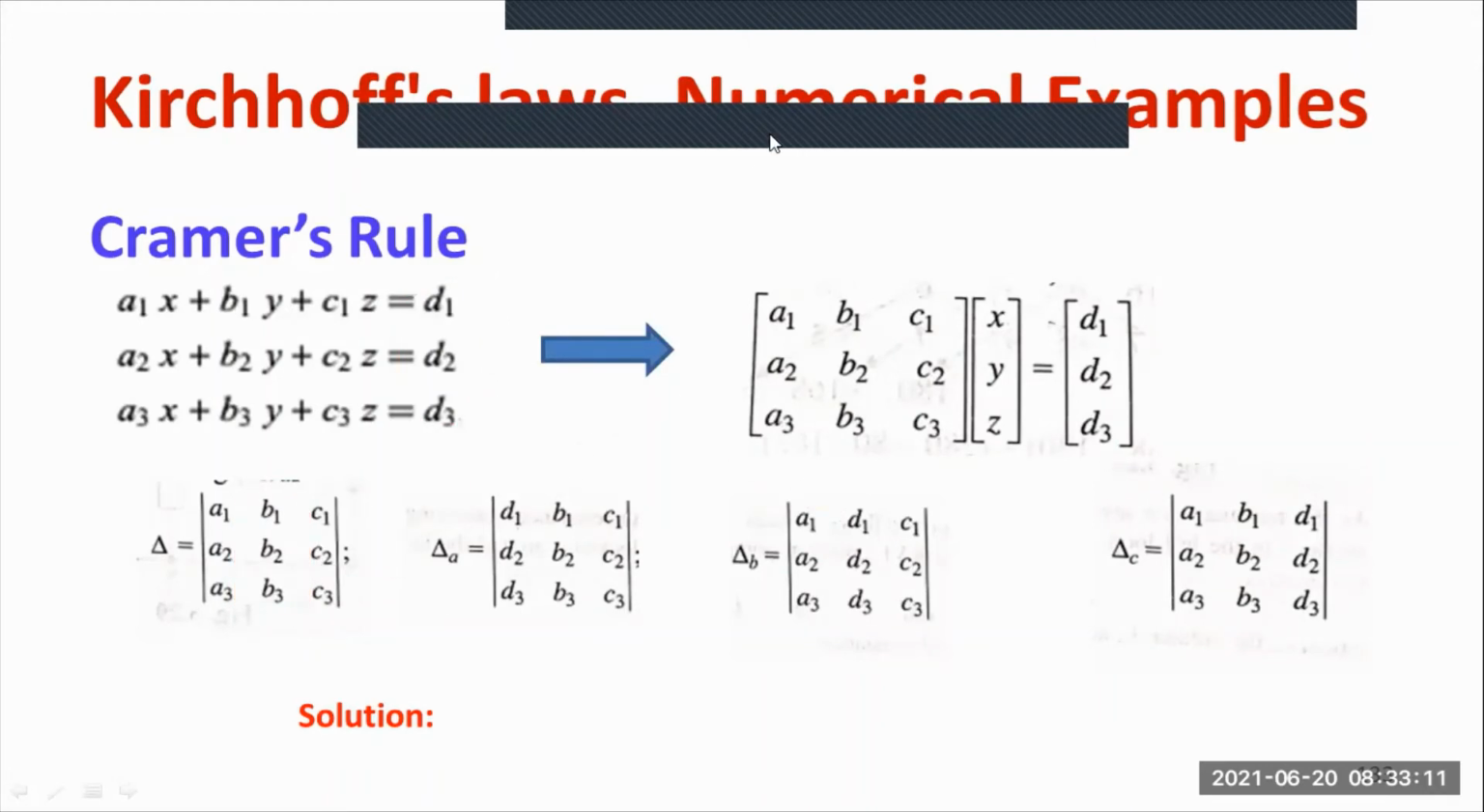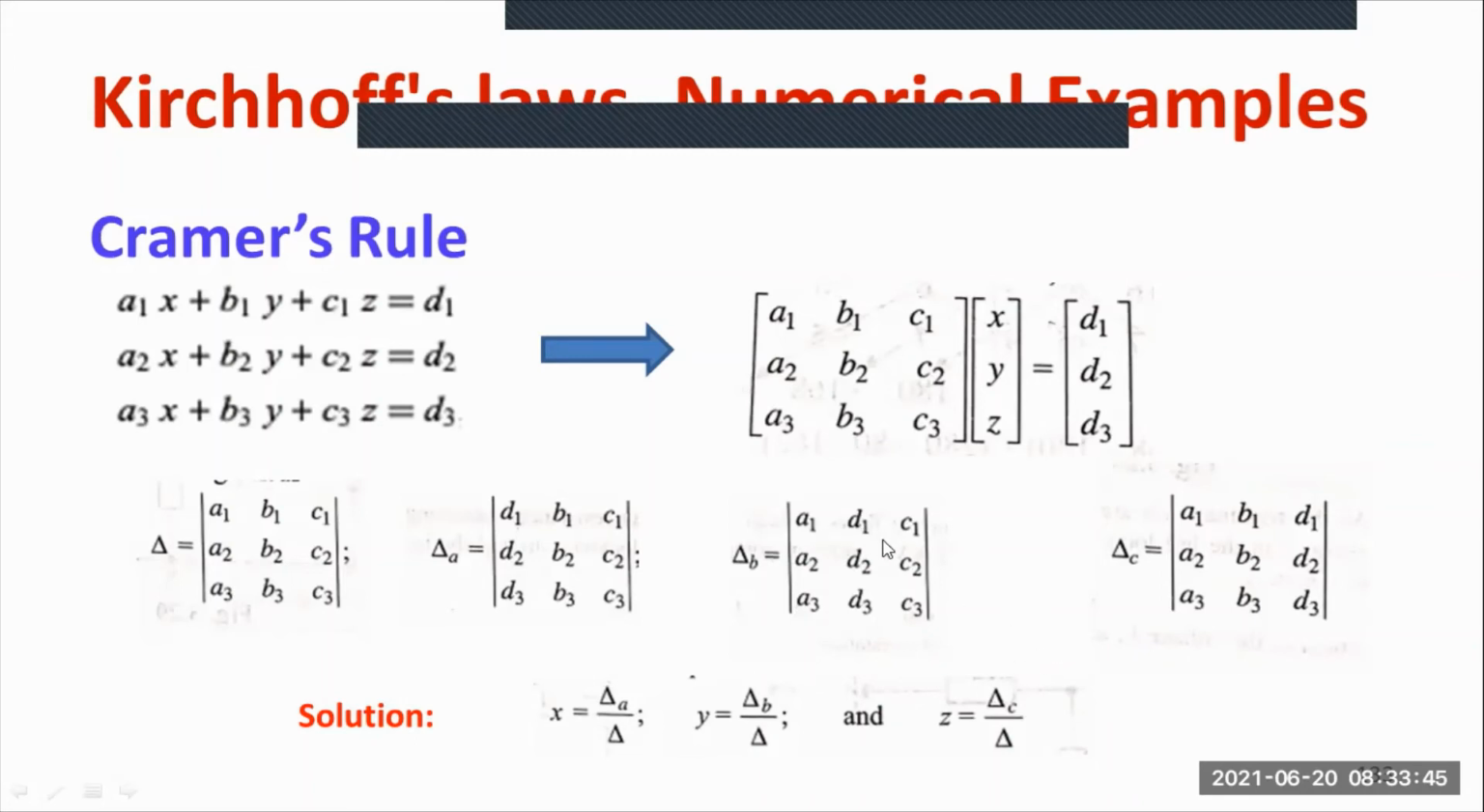Next, how to solve? We have the formula to calculate X. Please do remember, X is given by delta A by delta. Anyway, delta you have to calculate, and even delta A should be computed. Afterwards, you are supposed to calculate Y. Y means delta B divided by delta. And Z is equal to delta C by delta. Then I'll be getting Z. Okay, X, Y, Z, these are the three variables. This will be the solution.